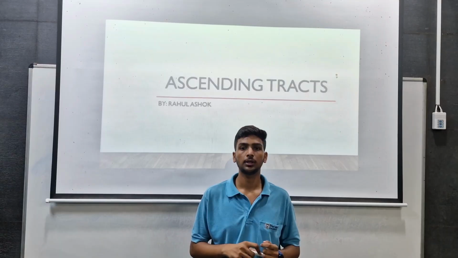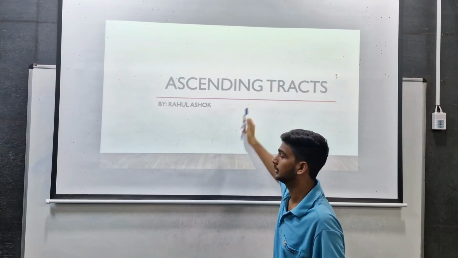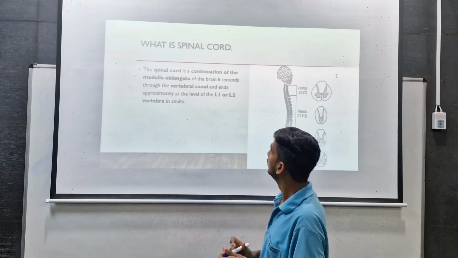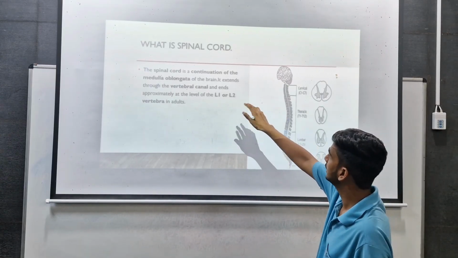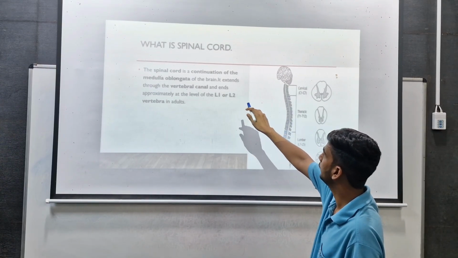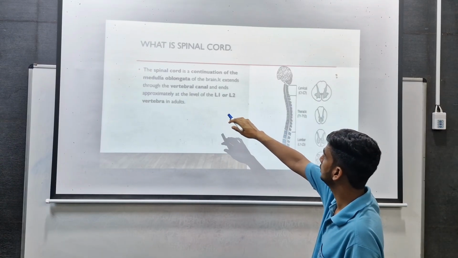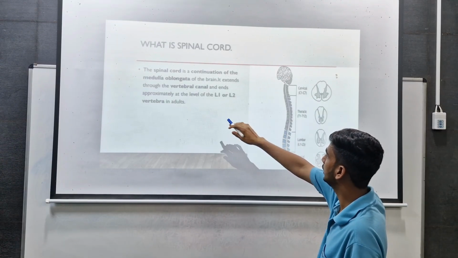Today in this video we are going to cover the ascending tracts. Before starting the topic, I would like to tell something about the spinal cord. So what is the spinal cord? The spinal cord is the continuation of the medulla oblongata of the brain. It extends through the vertebral canal and ends approximately at the level of L1 or L2 vertebrae in adults.